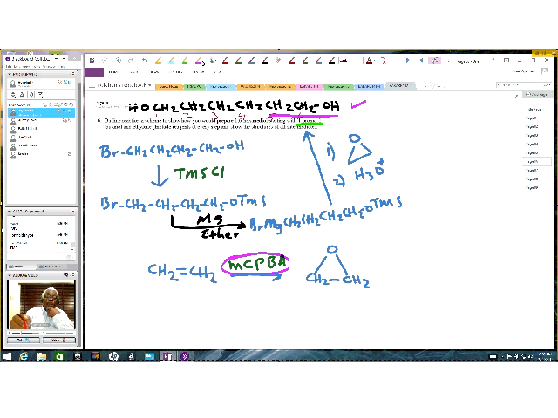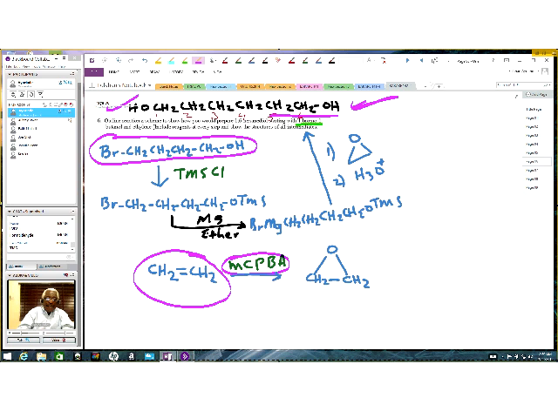So let us give you the summary of everything we've done so far on this particular problem. Take a look at what we have. They told us to make this compound here, which is 1,6-hexanediol. And they also told us to start from 4-bromo-1-butanol, so we did that, and also ethylene, and so we did that.